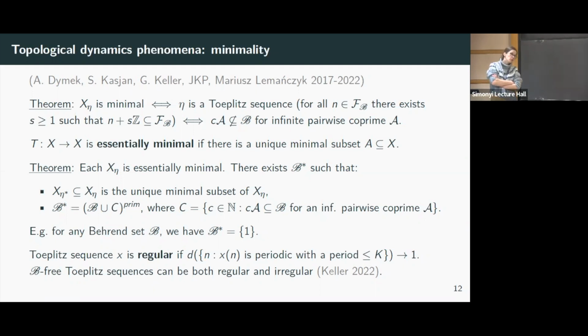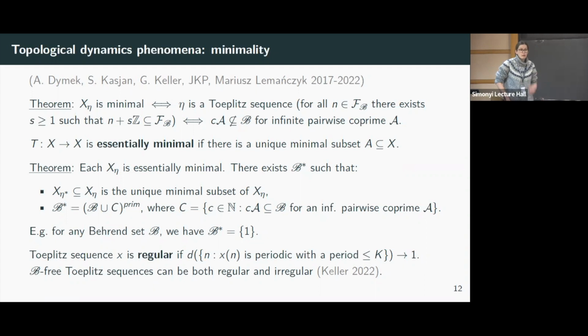And in fact, we know more. So this minimal subset is again a B-free system. So there is some B star and then FB star and eta star corresponding to this B star, such that this sits here and this is the unique minimal subset.